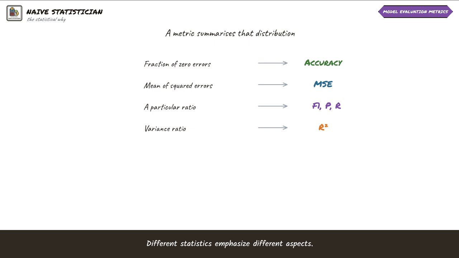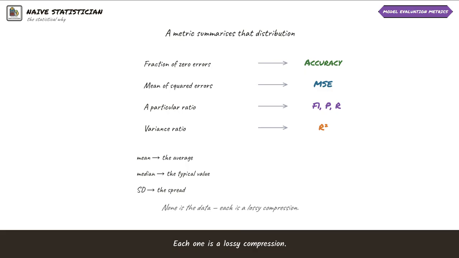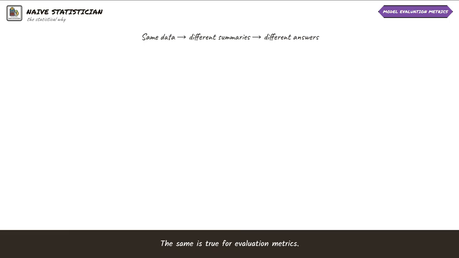Different statistics emphasize different aspects. The mean tells you the average. The median tells you the typical value. The standard deviation tells you the spread. None of them is the data. Each one is a lossy compression. The same is true for evaluation metrics. Each one throws away information to give you a single number.